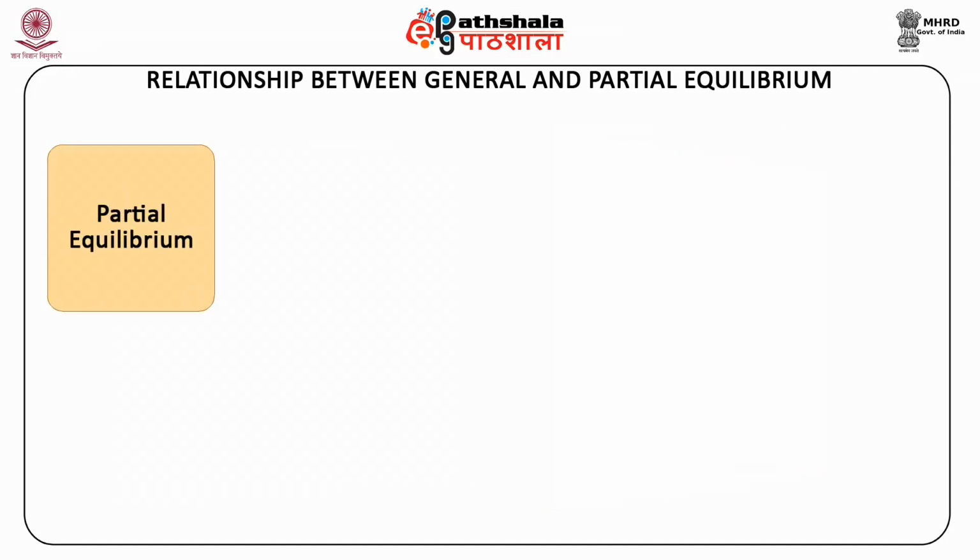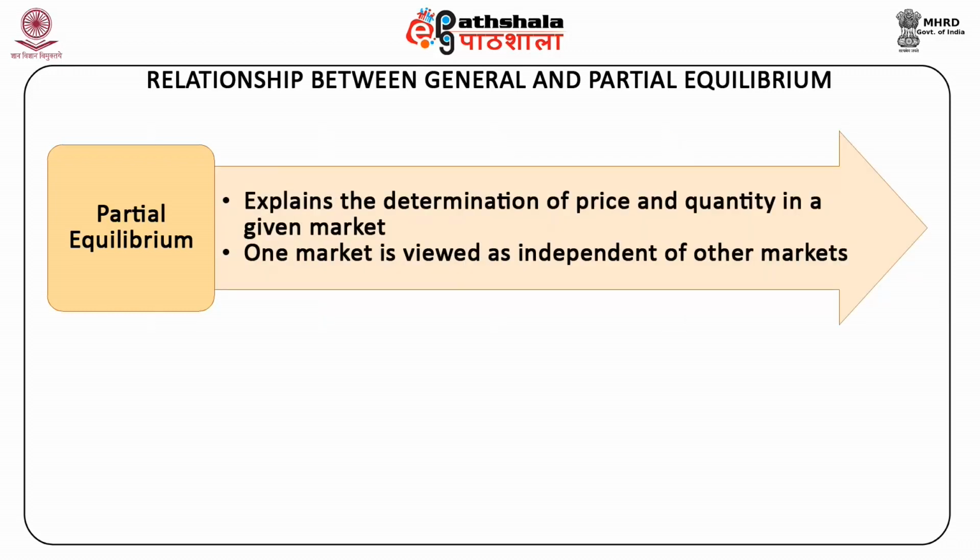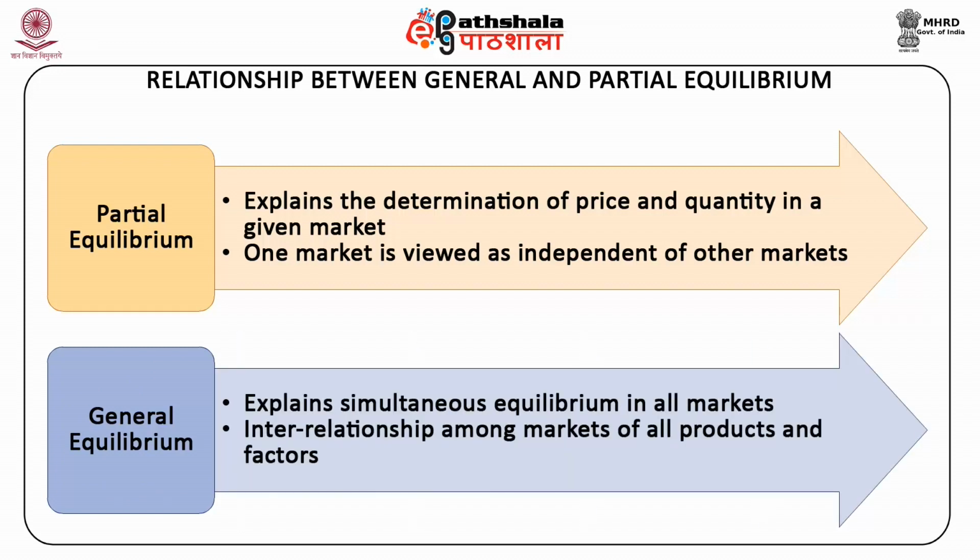To sum up, partial equilibrium analysis focuses on explaining the determination of price and quantity in a given product or factor market when one market is viewed as independent of other markets. On the other hand, general equilibrium analysis deals with explaining simultaneous equilibrium in all markets when prices and quantities of all products and factors are considered as variables. Thus, in general equilibrium analysis, interrelationships among markets of all products and factors are explicitly taken into account.